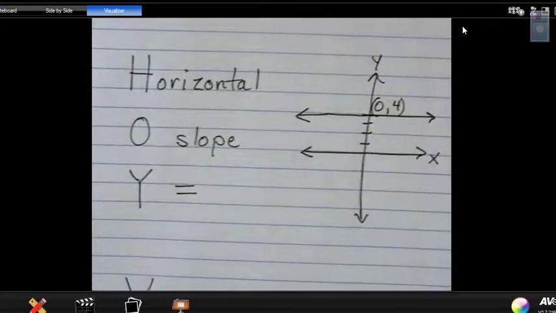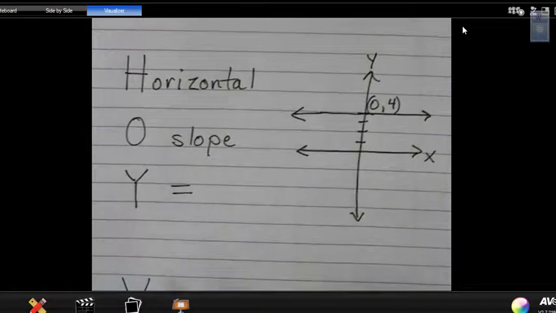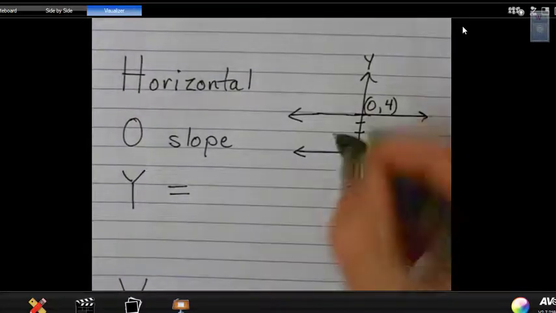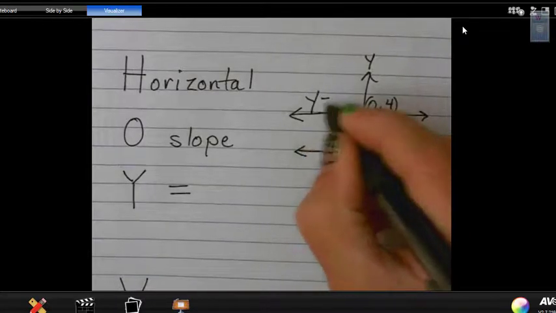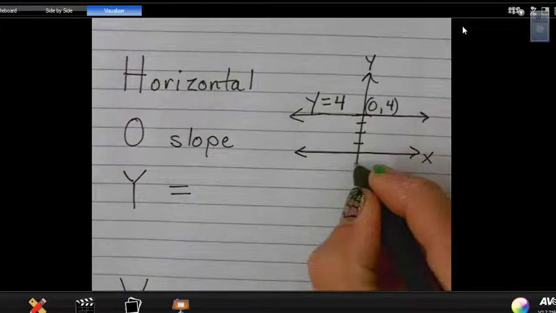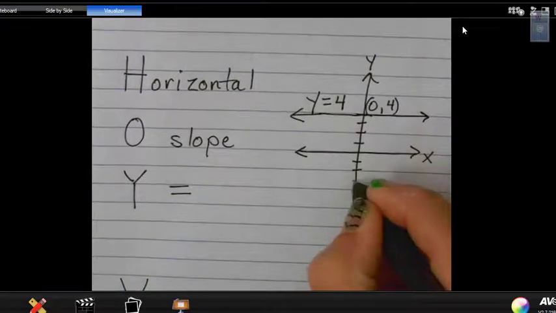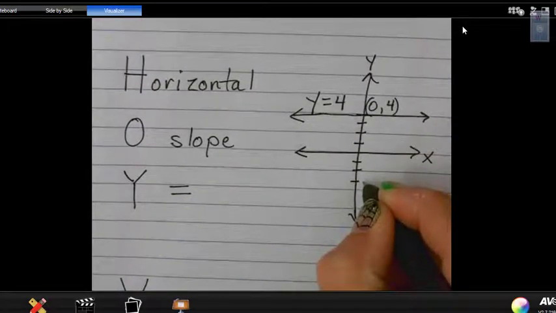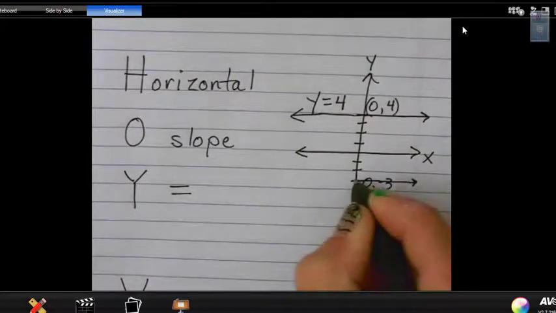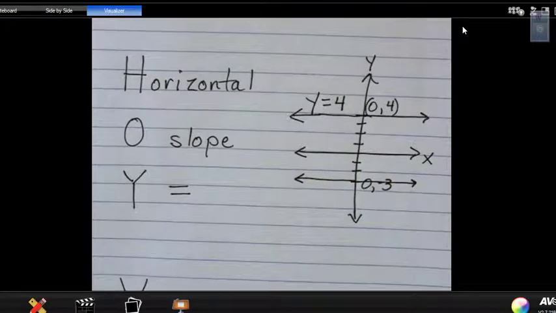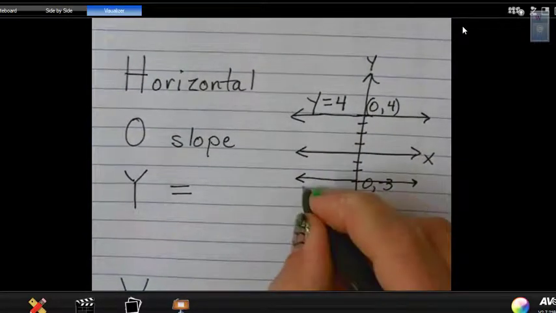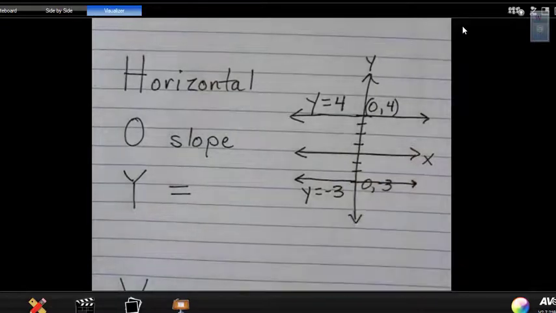Well, what's the equation for that going to be? Well, it says it's going to be y equals, depending on where it's crossing the y-axis. This equation would be y equals 4. Let's try another one. 1, 2, 3. Let's just go down to 0, negative 3. We'll draw a horizontal line. Because it's horizontal, 0 slope. Oh, it's y equals where it crosses that y-axis.